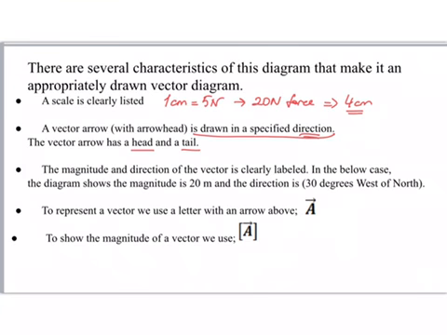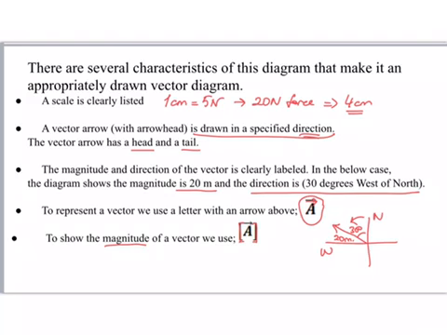Now I'm going to give you a diagram. It is a magnitude of 20 meters with a direction of 30 degrees west of north. So this is north and this is west. West of north, so you go in the counterclockwise direction by an amount of 30 degrees. So this is my vector equal to 20 meters. To represent a vector, we use a capital letter with an arrow above it. If we are talking about just the magnitude of the vector, then we put the symbol in absolute form.